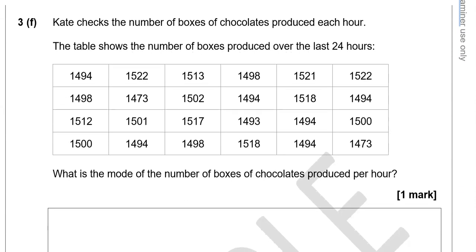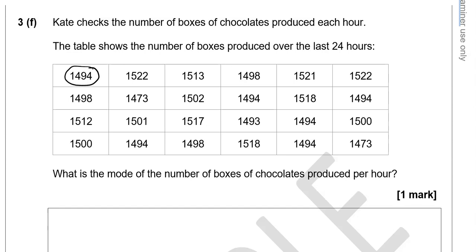Kate checks the number of boxes of chocolates produced each hour. The table shows the number of boxes produced over the last 24 hours. What is the mode of the number of boxes of chocolate produced per hour? So mode is the most common number.